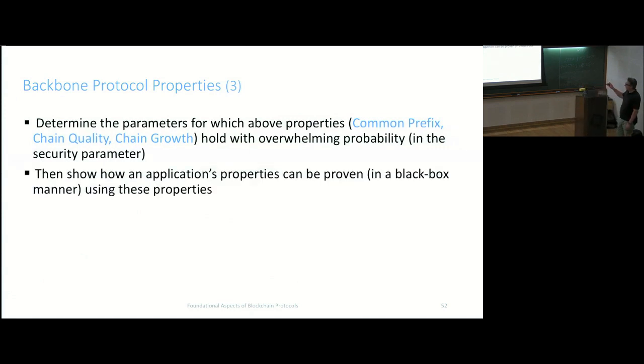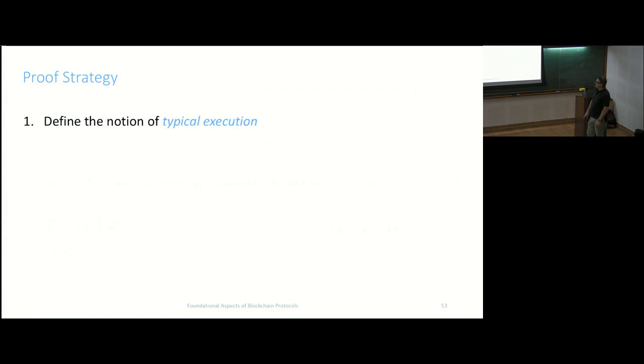And once we have that, the properties also are going to come with applications. We already mentioned distributed ledgers have these consistency and liveness conditions, right, these properties. So we should be able to derive these properties from these underlying properties. And the proof strategy goes like this. First, we're going to come up with a notion we call a typical execution.